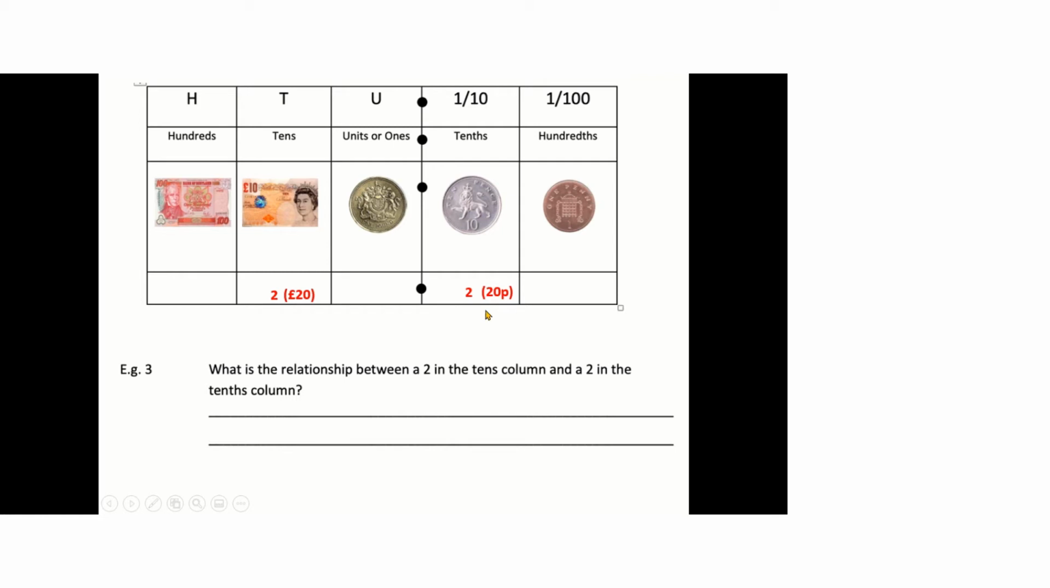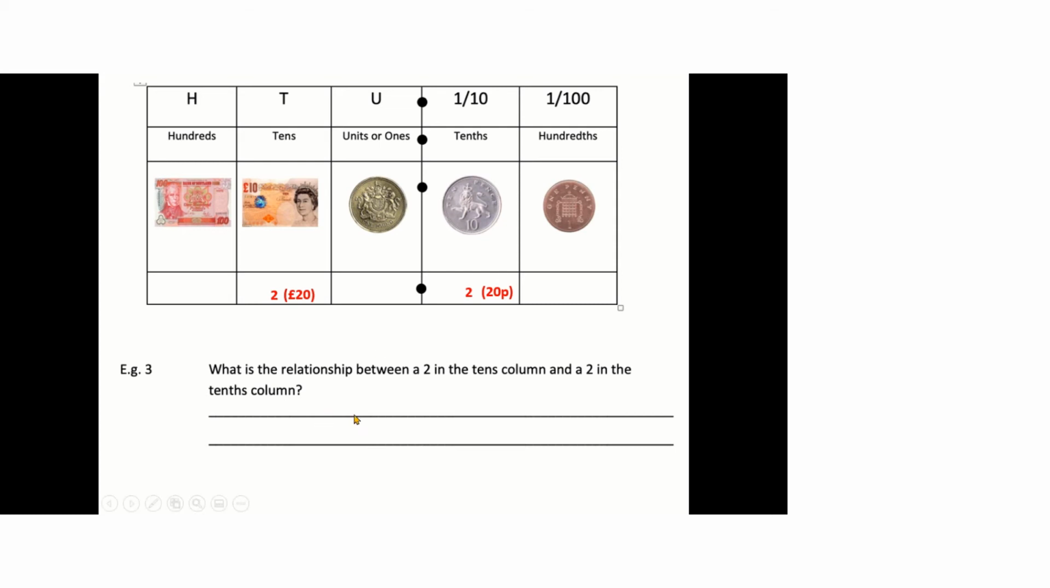Now, often when I ask children this question, they'll say that jumping one column is 10 times bigger and jumping two columns is 20 times bigger. But that's not correct because we're working in base 10 and each column is 10 times bigger than the last column. So if you've got 10 times bigger and 10 times bigger again, in total that's 100 times bigger. So just remember, when you jump two columns, it's 100 times bigger.